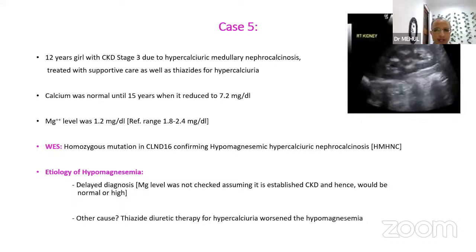One, it was a delayed diagnosis. We had not checked the magnesium level earlier, assuming that she had an established CKD with an eGFR of 35 mL per minute, and hence her magnesium would be normal or high. So this was missed during the initial visits. And the other possibility was that thiazide diuretic therapy was instituted for hypercalciuria in order to arrest the nephrocalcinosis and slow the progression of chronic kidney disease. And we thought that this could have contributed to her worsening hypomagnesemia.